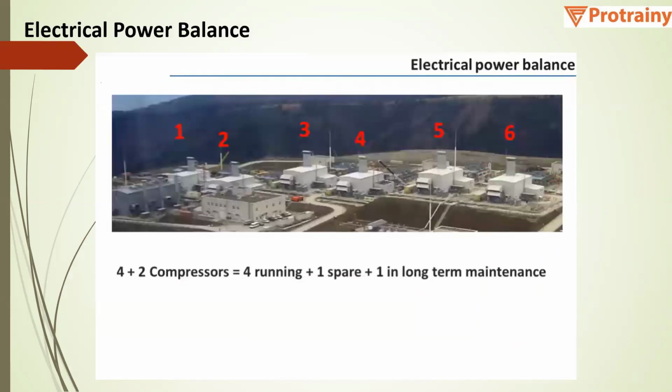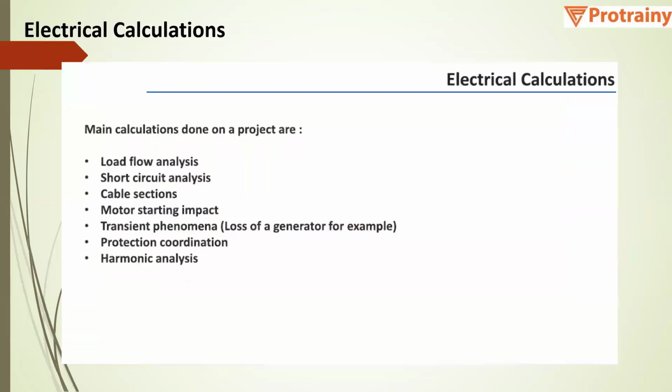So, electrical power balance. If you see here, there are six compressors. Four are running, one will be spare, and one is in maintenance. So we have to maintain the power balance, meaning the load integrated within the plant. That analysis is done in the power balance system. There are various calculations which are done, which include load flow analysis, short circuit analysis, cable selection, motor starting impact, transient phenomena, protection coordination, and harmonic analysis.